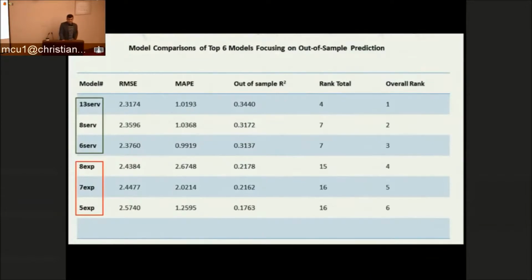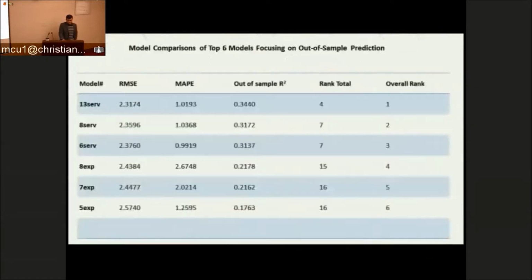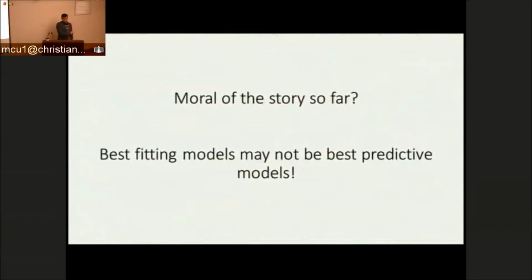Okay? So now I've established what that structure is. I would go ahead and try to move on to the next slide.